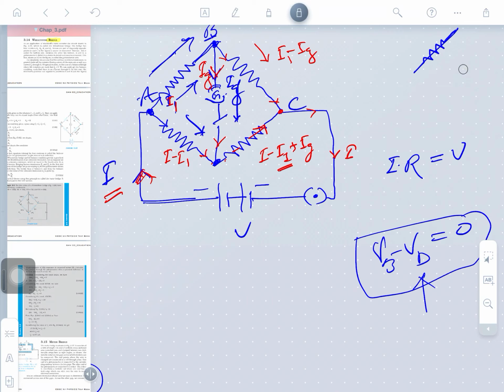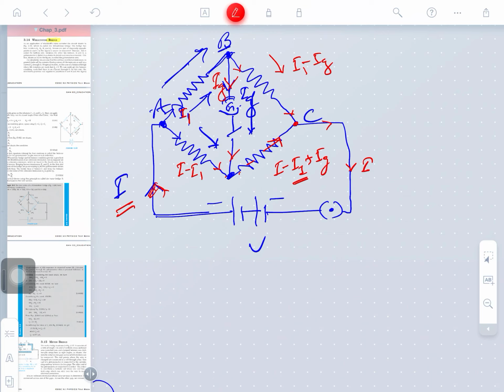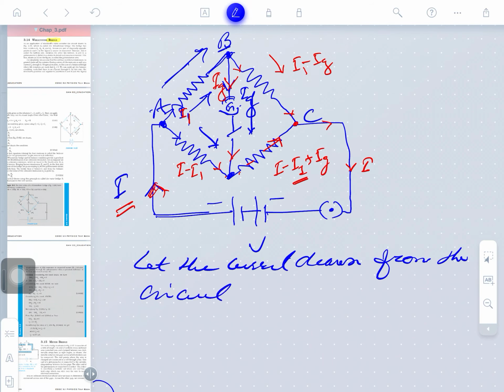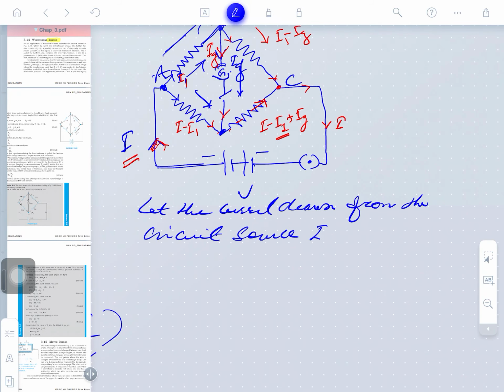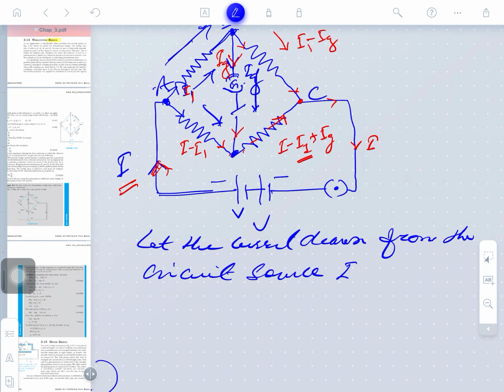Well understood? So with the help of KCL we have solved this circuit here. So first you will write: let the current drawn from the source be I. Current drawn from the source is I, okay. I current is drawn here, and this is V here also, clear.